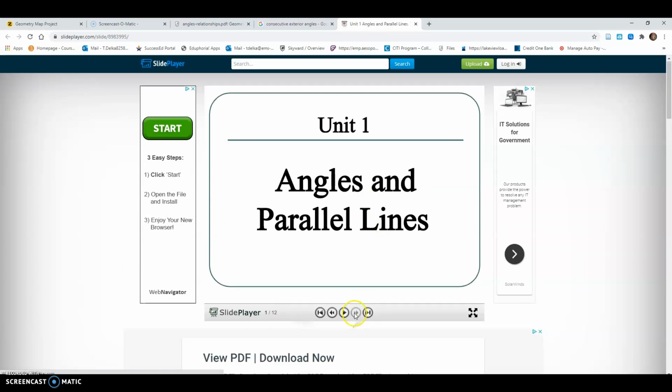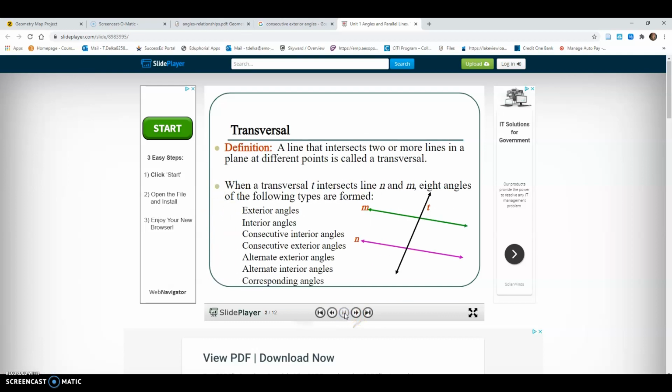Okay, so going through this here, transversal, which is excellent. Actually, I might even put this into the presentation to help us. Let's see if we can pause it here in a second though. Can we go to the next one?